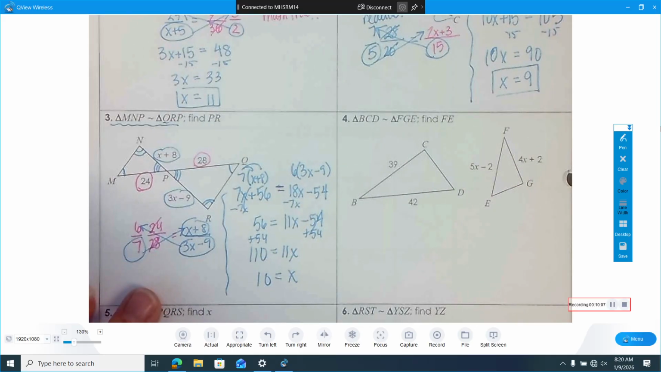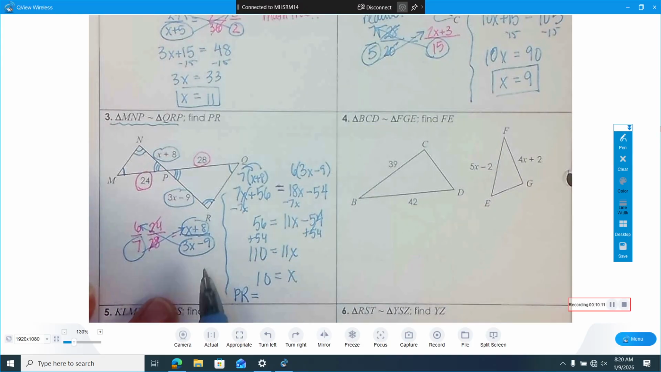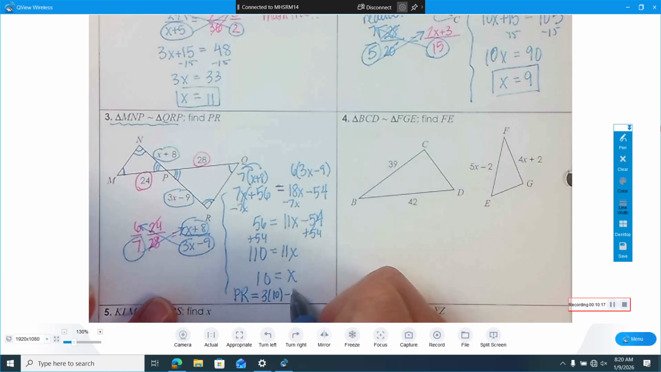Are we done? No, we have to find PR. Good. PR, plugging it in to PR right there. We're going to plug in 3 times the 10 minus 9, 21.